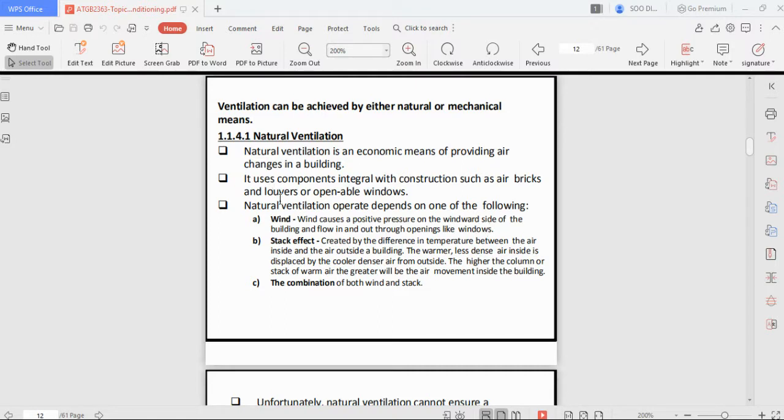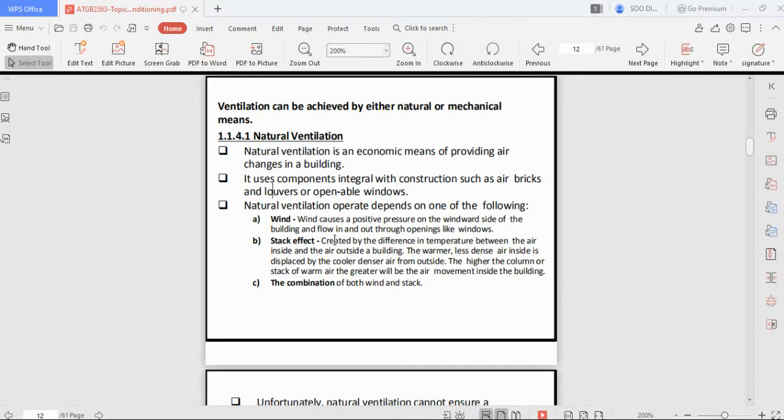Okay, so next one. Natural ventilation depends on one of the following. The most important thing is wind. Natural ventilation works by having wind create a positive pressure on the windward side of the building and flow in and out through openings like windows. Or it works by stack effect. So what is stack effect?